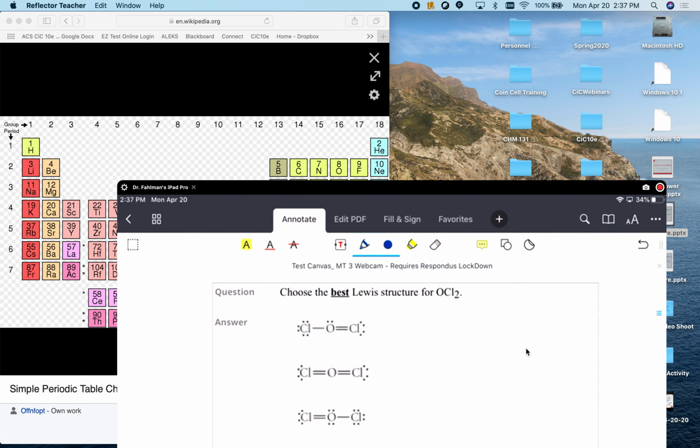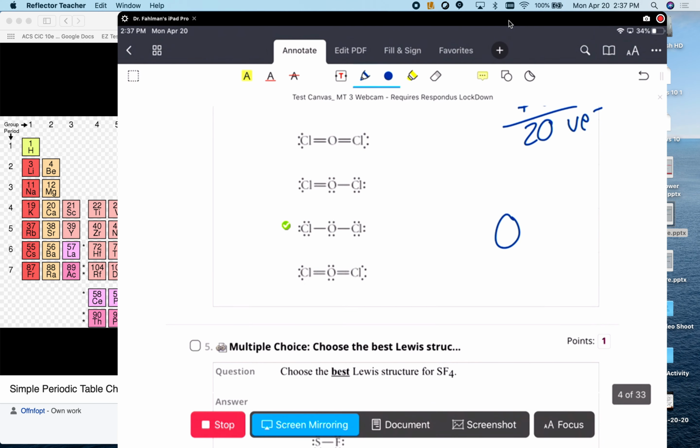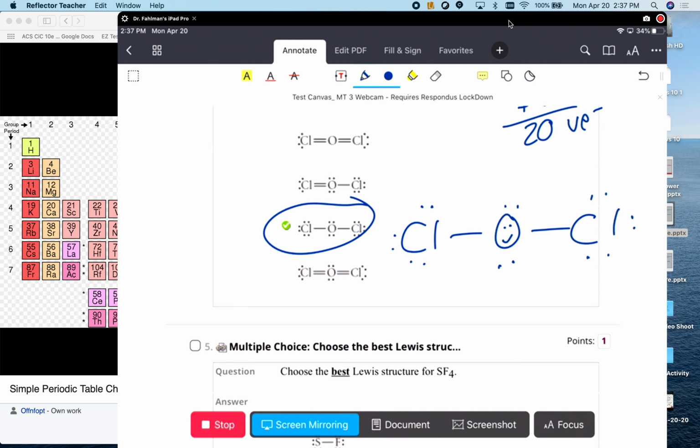The Lewis structure for this one, so again, just counting up electrons. We have 7 times 2 plus another 6, so 20 valence electrons. So that's 1, 2, 3, 4, 5, 6, 7, 8, 9, 10, 16, 17, 18, 19, 20. Then you see, does everything have an octet that should? Yep, that looks happy to me. So that is the proper Lewis structure.